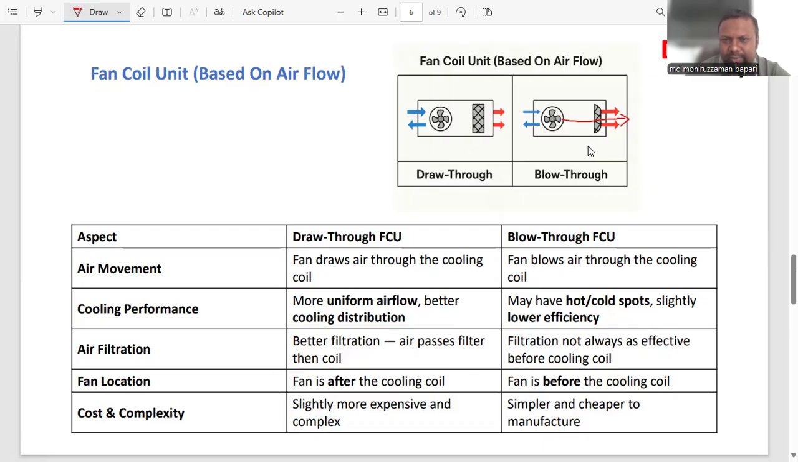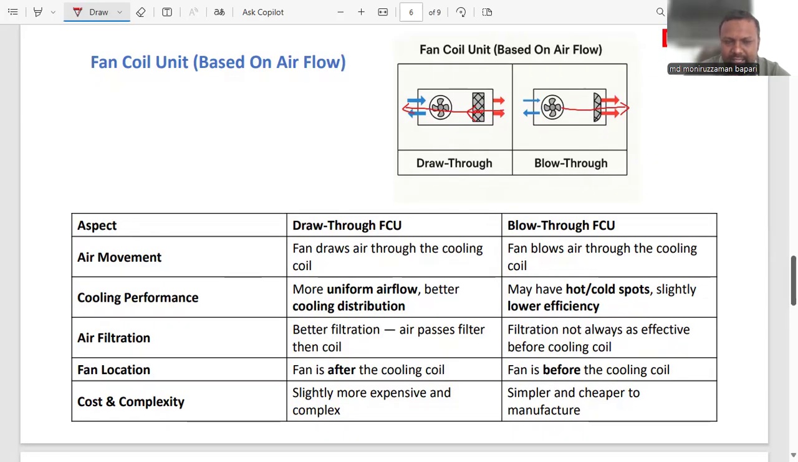Draw through unit is like the heat exchanger here, and the fan is in here. So if air is drawn like in this pattern, drawn through the heat exchanger, we call this a draw through arrangement. Okay, let's learn about some pros and cons of both draw through and blow through arrangements.